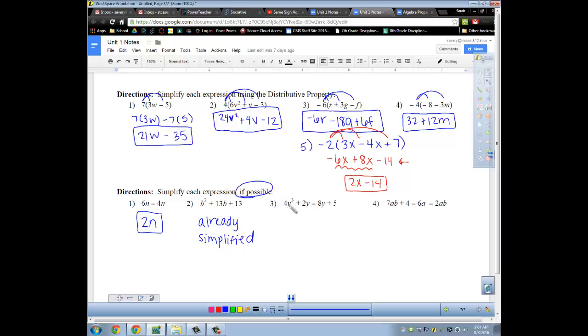Number 3, looking for like terms, I see two right here. So I'm going to bring down my 4y cubed. 2y minus 8y is negative 6y, and then plus 5. And just double check, no other like terms, so I'm done.